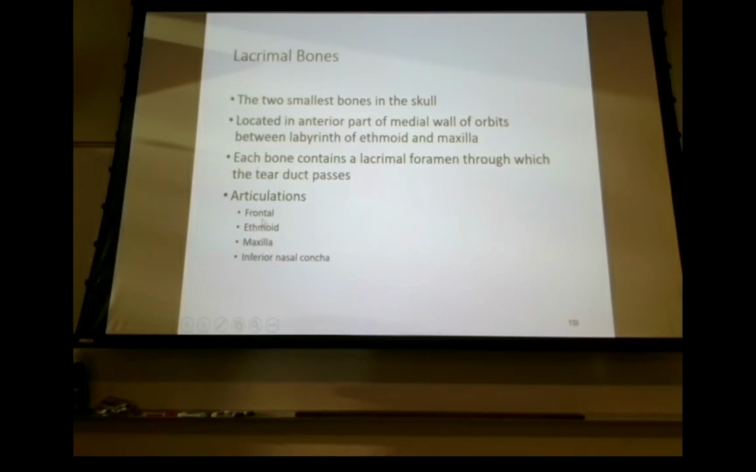Lacrimal bones have articulations of the frontal bone, ethmoid bone, the maxilla, and also the inferior turbinates as well. So the smallest bones of the skull located right there at your tear ducts on the inside of the orbit.